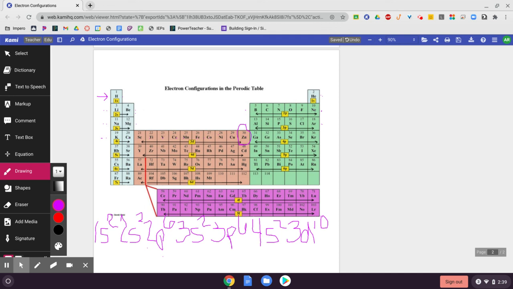2 and 2 and 6 is 10. 2 and 6 brings us up to 18. 2 and 10 brings us up to 30. So that should be the electron configuration of zinc. Hopefully that helped you out a little bit, but if you do have more questions, please reach out to me.